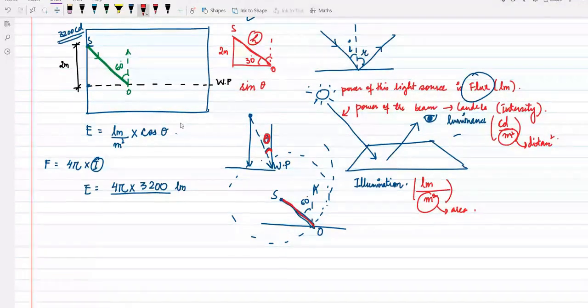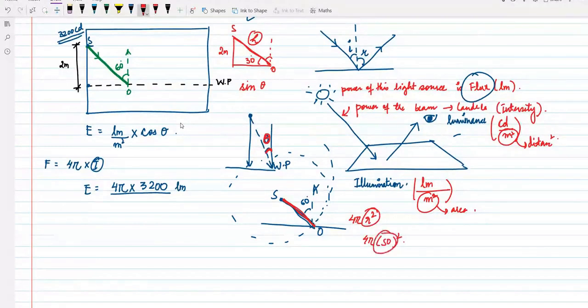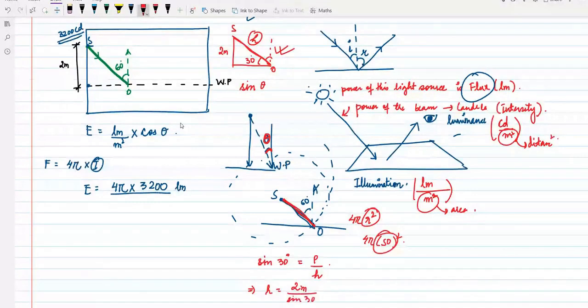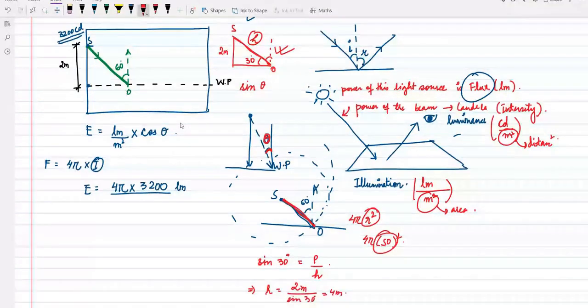Because when we find the area of a sphere, what is it? 4 pi r square. Here, 4 pi SO square. How will we find the SO? We'll find SO using trigonometry. Sine 30 degrees is perpendicular by hypotenuse. So the hypotenuse becomes 2 meters divided by sine 30 degrees. It's 4 meters. Hence our radius is 4 meters.